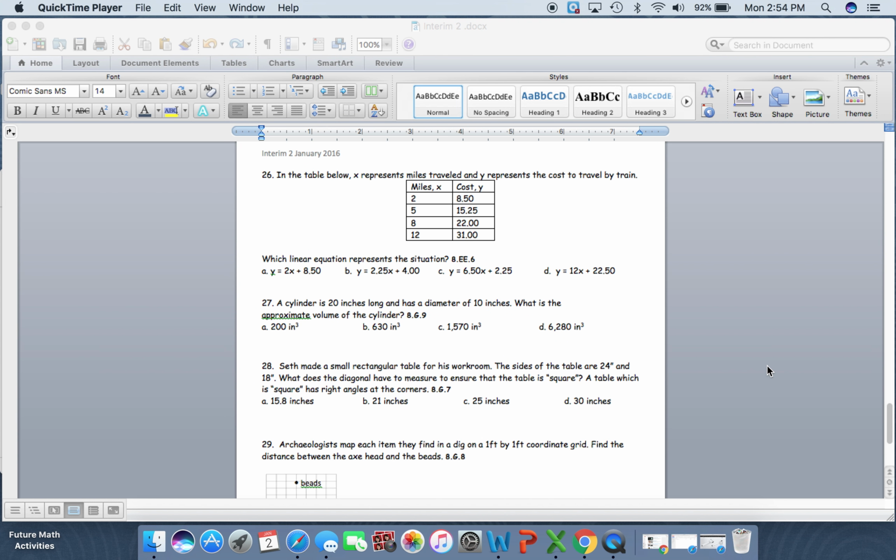Number 27. A cylinder is 20 inches long and has a diameter of 10 inches. What is the approximate volume of the cylinder? A. 200 inches cubed, B. 630 inches cubed, C. 1,570 inches cubed, D. 6,280 inches cubed.